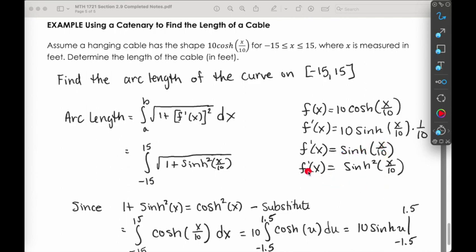Then I need to square that derivative. So I get, whoops, I forgot my 2 here. This should be a 2 here for squared. But when I square that, I get hyperbolic sine squared of x over 10. And that's what's going to go in here.